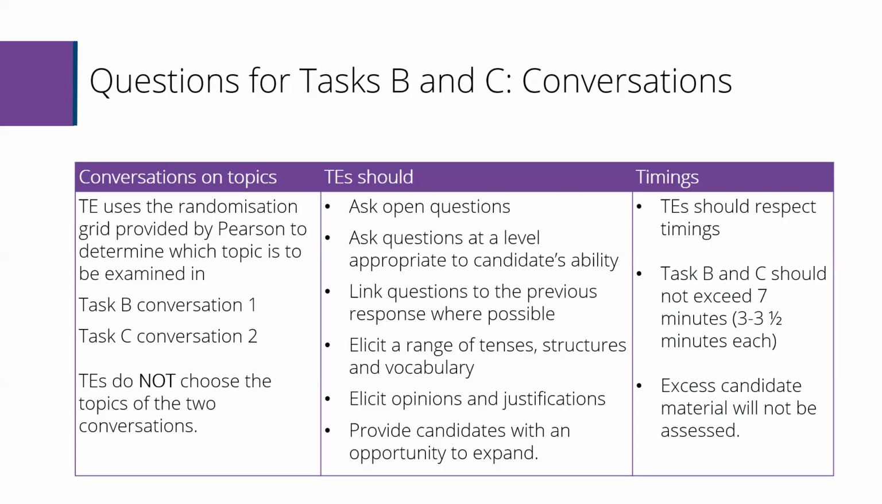So the teacher examiner uses a randomization grid provided by Pearson to determine which topic is to be examined in task B, conversation 1, and task C, conversation 2. And teacher examiners don't choose the topics for the 2 conversations. Those 2 conversations are set by Pearson, and they work on that randomization grid.